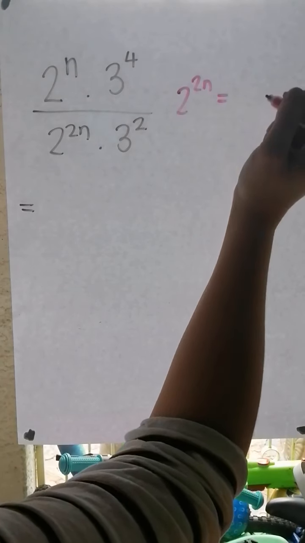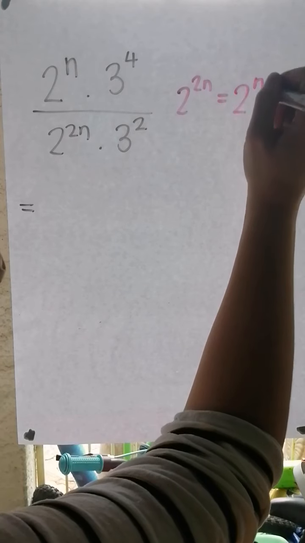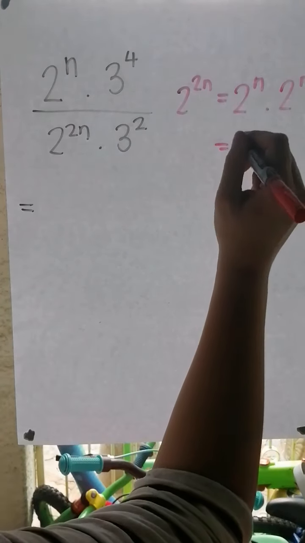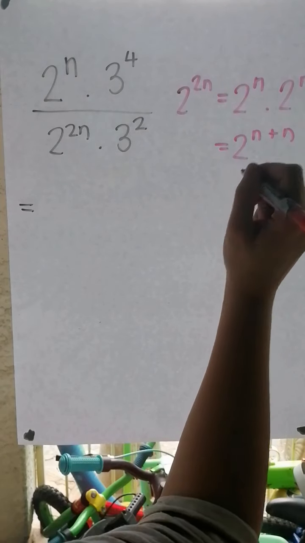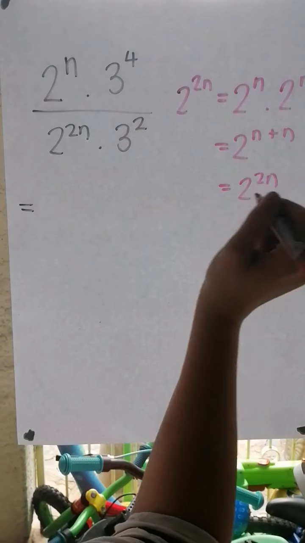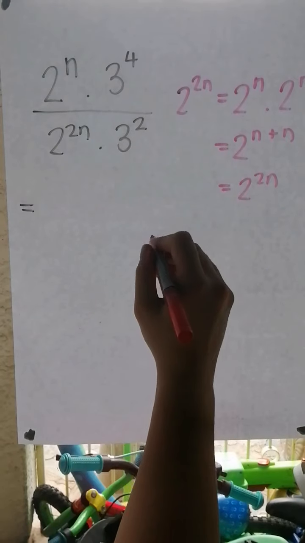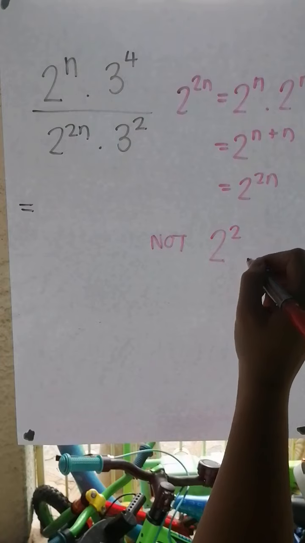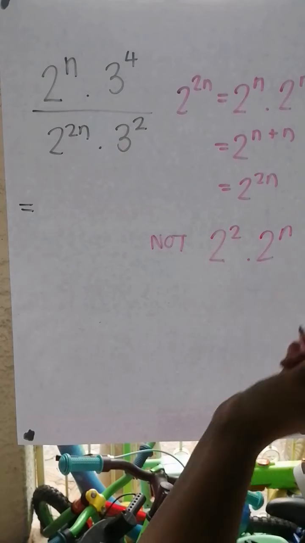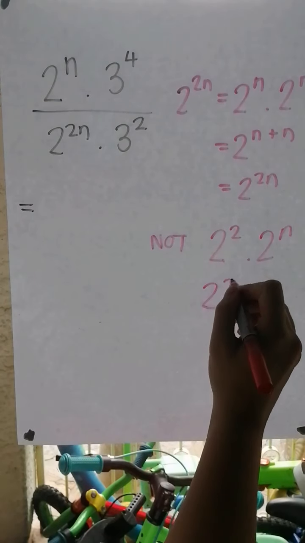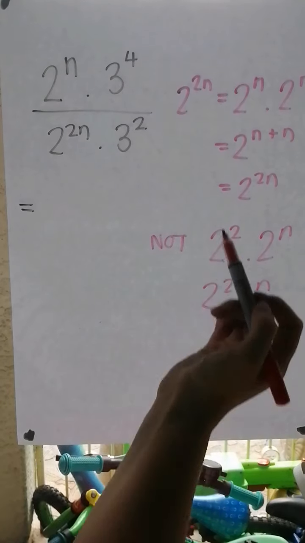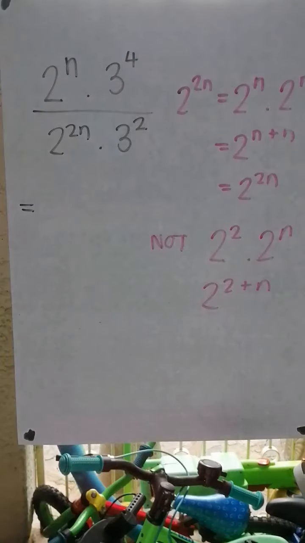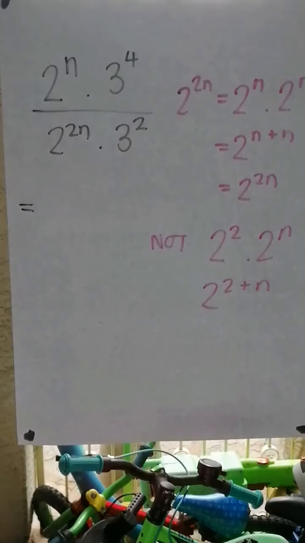How can I write this? Remember, this is 2 to the power of n times 2 to the power of n. Because I get 2 to the power of n plus n, which is 2 to the power of 2n. Okay? This is not 2 to the power of 2 times 2 to the power of n. Okay? Because that gives me keep the base, add the powers. So please bear this in mind, that 2 to the power of 2n means I've taken 2 to the n times 2 to the n. Okay. Why is this important?